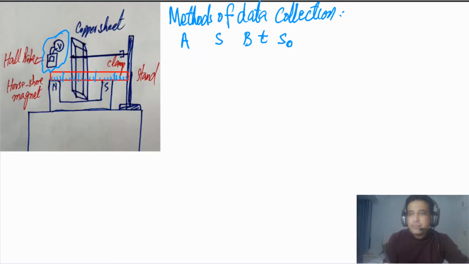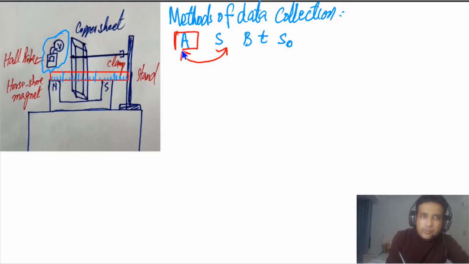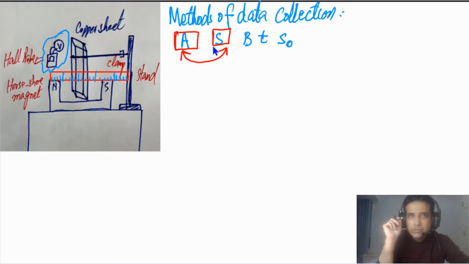In this case, we have two variables. One is independent, one is dependent. So in this case, we will change the area of the plate and we will find out the value of S. So when A changes, S will change. This is one thing you have to write down. So you will say: change the area of the plate and measure the value of S for each area.